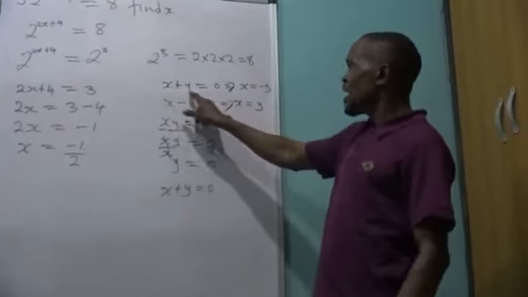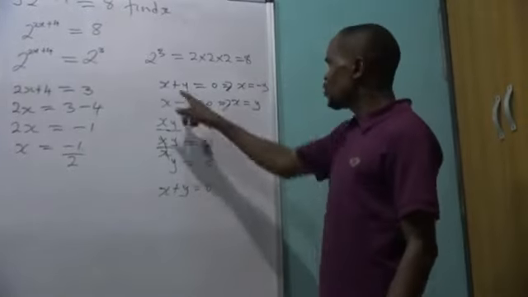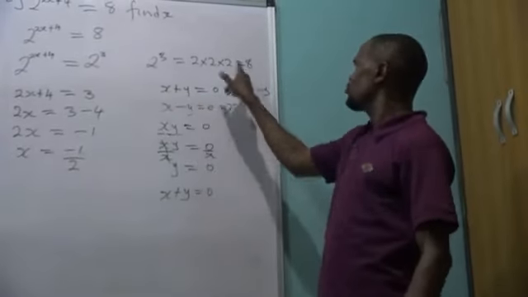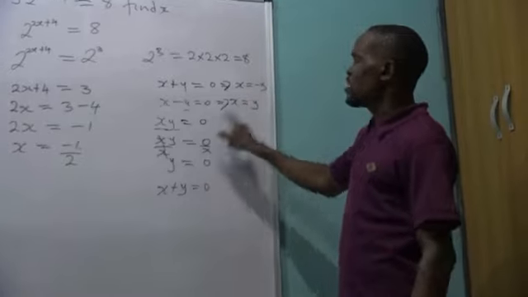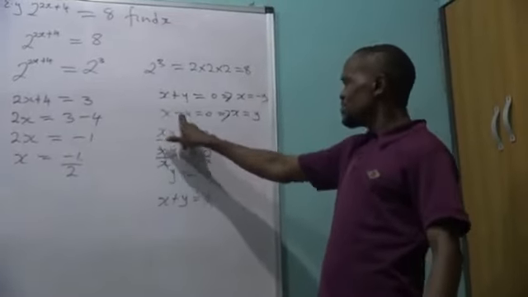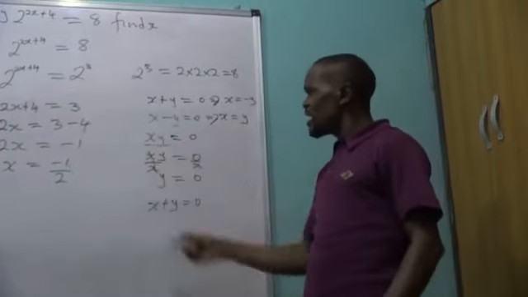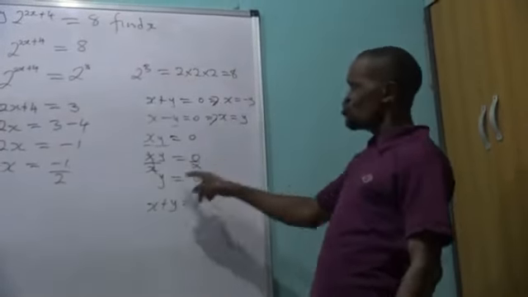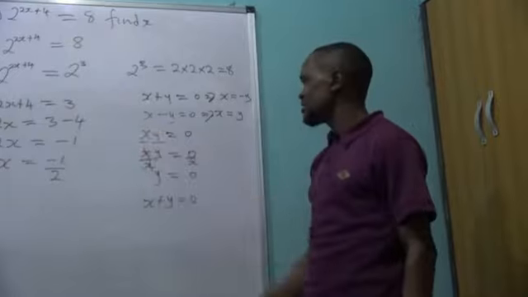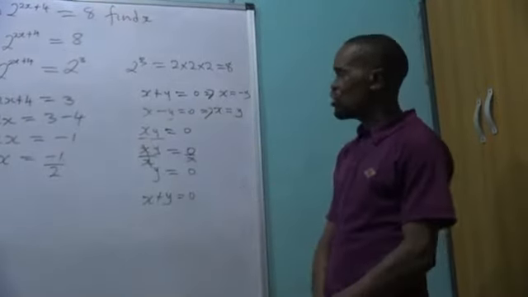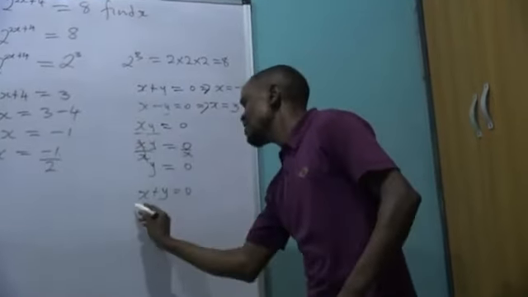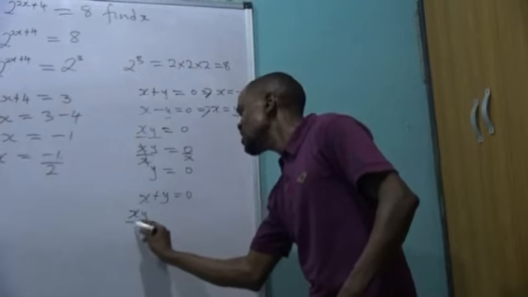Plus x plus y stand for is my friend. If I want to make x subject of formula, this term has to move to the other side and become minus. If I want to make this x subject of formula, this term has to move to the other side and become plus. If I want to make y subject of formula here, I have to divide through by x to eliminate x, and that gives me y equals 0.